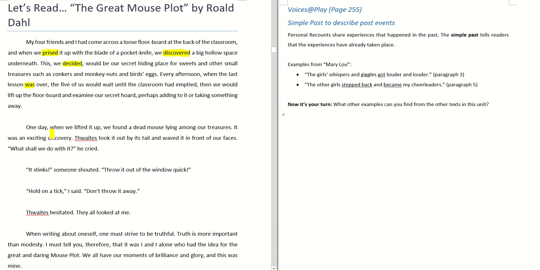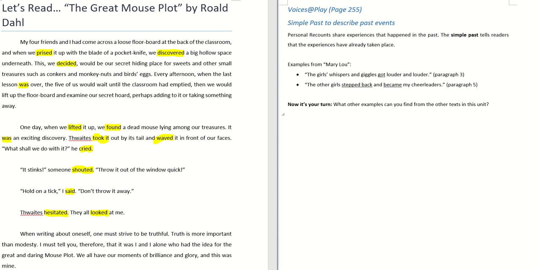Next. One day when we lifted it up, we found a dead mouse lying among our treasure. It was an exciting discovery. Thwaites took it by its tail and waved it in front of our faces. "What shall we do with it?" he cried. "It stings," someone shouted. "Throw it out the window quick." "Hold on a tick," I said. "Don't throw it away." Thwaites hesitated. They all looked at me. Okay, let's continue.